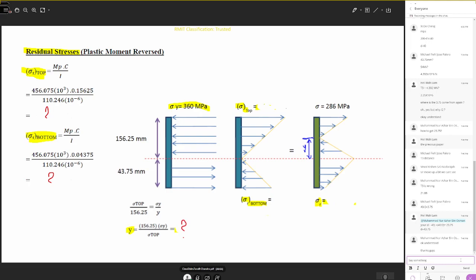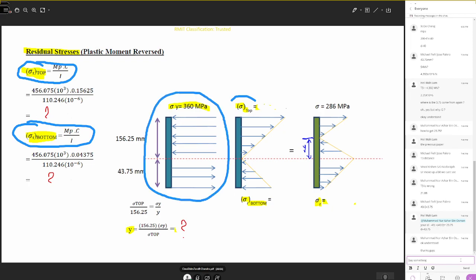Okay, guys, pay attention here. You will have some help to check your calculation. You calculate the residual stress at the top and at the bottom. Once you know them, you can imagine this is the cross section. We are considering the top is compression; you can see the direction of the arrows here. The arrows indicate compression. With respect to the neutral axis, the bottom is 43.75 mm and the top of the cross section is 156.25 mm.